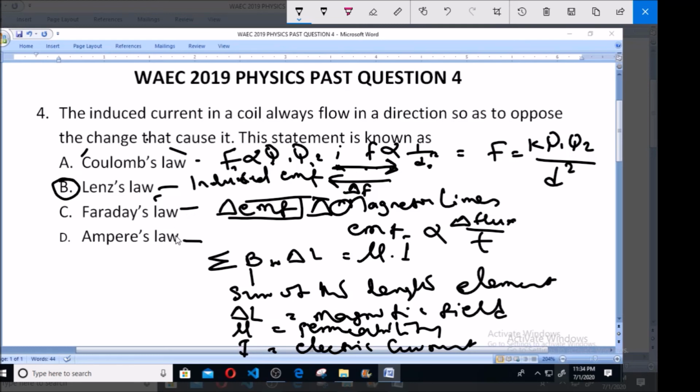Then when you're talking about Ampere's law, we're talking about a closed loop where the sum of the lengths of the element times the magnetic field in the direction of the length element is equal to the permeability times the electric current enclosed in the loop. So the right option here is Lenz's law.